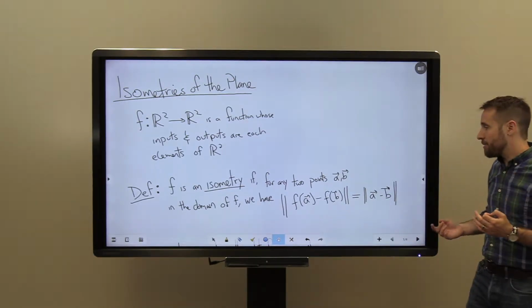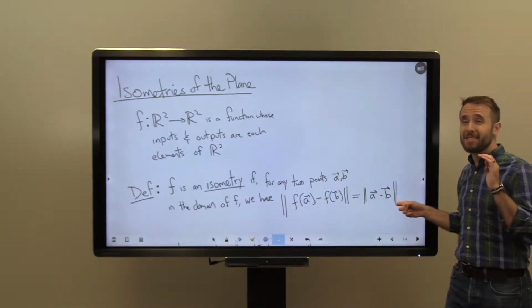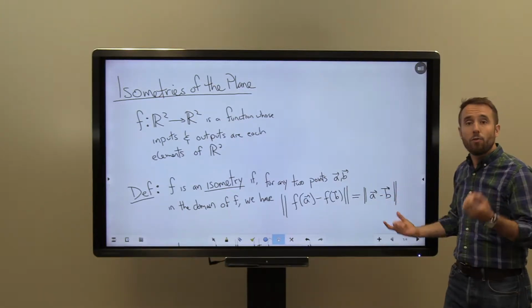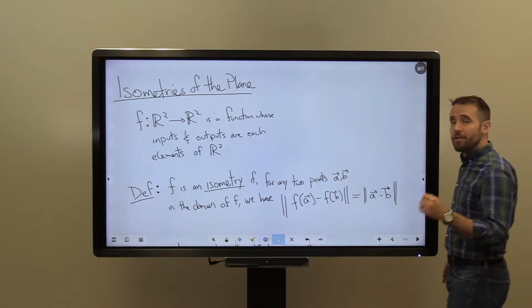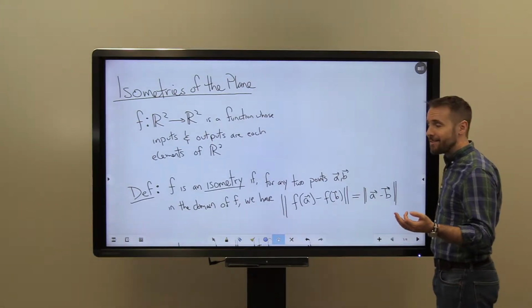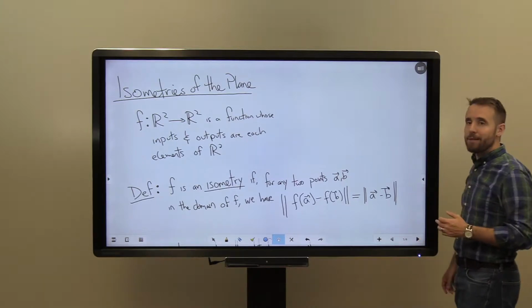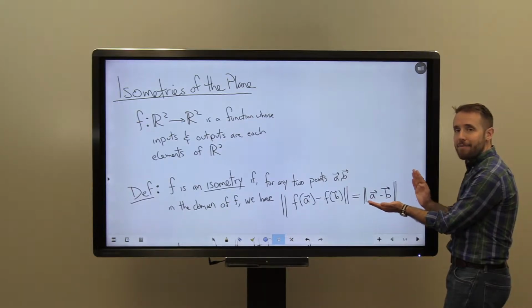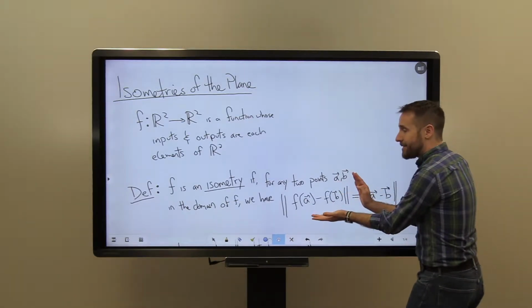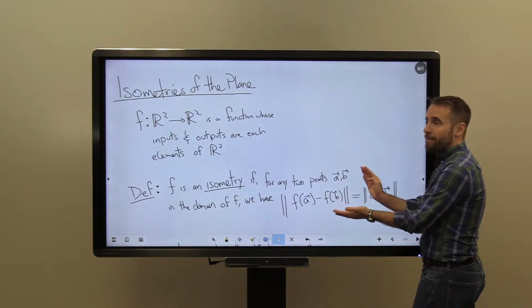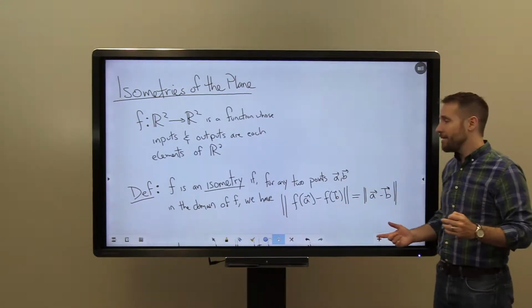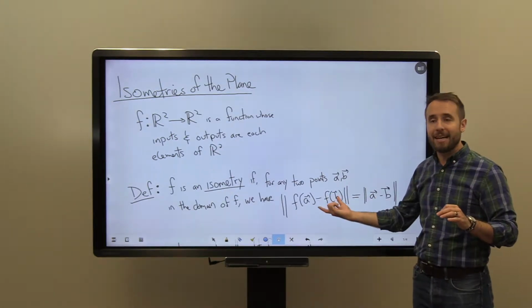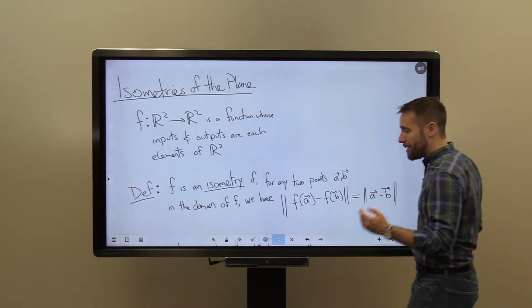When I have two vectors, if I subtract one from the other, what I get is the displacement vector. And if I take the norm of that, what I will get is the distance between those two vectors, or in this case, the distance between the 2 points described by a and b. So what I'm really saying is the distance between the 2 points a and b will be equal to the distance between the 2 points f of a and f of b. If I take any 2 points in the domain, the distance between them will not change after I plug them into the isometry. And indeed, that's where the word isometry comes from.